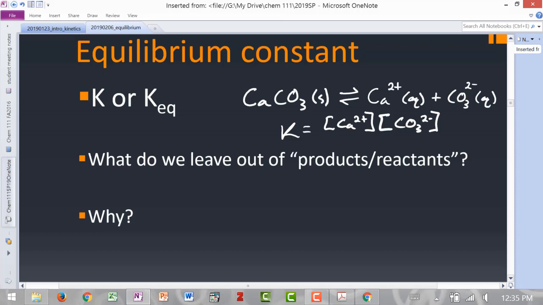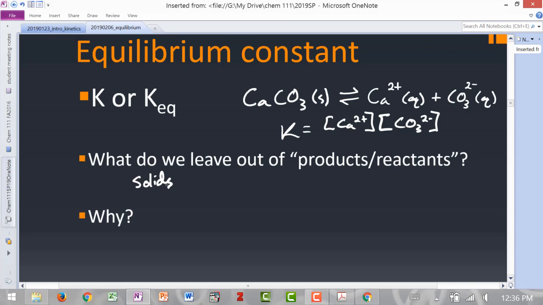So what do we leave out of products and reactants? Solids, or phases. We're looking at the phases here. The upfront answer is solids and liquids we're not going to include, but let's talk about solids first. I can measure the concentration of aqueous calcium 2+ and say how much of it is in solution. I can do the same for carbonate. If I put shells at the bottom of my beaker, what is the molarity of them? Make up a number, because you can't really measure it. If something isn't dissolved, you can't measure a concentration for it.